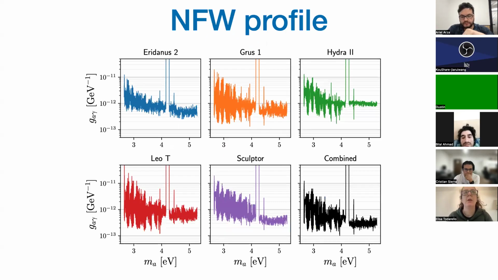Okay, so these are our bounds, assuming an NFW profile for the 5 galaxies. We get more or less the same bound from all of them. And this is the combined bound, and it goes from 10 to the minus 12 inverse GeV to 10 to the minus 13 here at the highest frequencies.